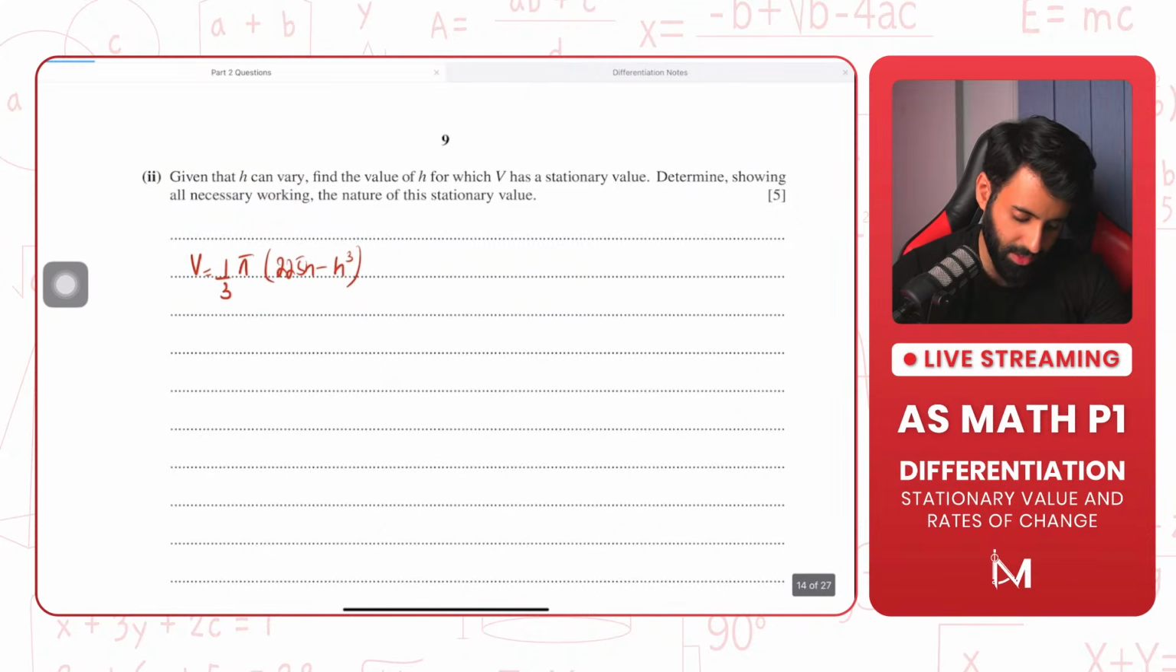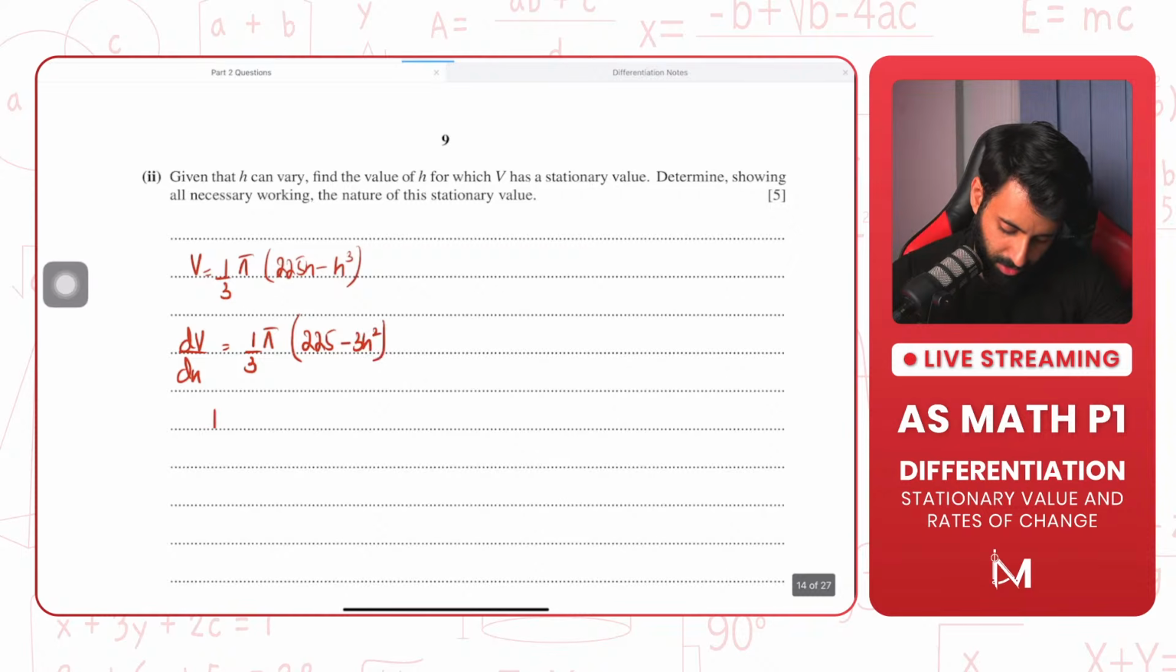So we will differentiate this with respect to h. So dV upon dh is equal to, now 1 upon 3 pi is a constant, so nothing's going to happen to that. All you got to do is differentiate 225h, which is going to be 225 minus 3h square. And this we're going to equate to 0. So 1 upon 3 pi into 225 minus 3h square equal to 0.